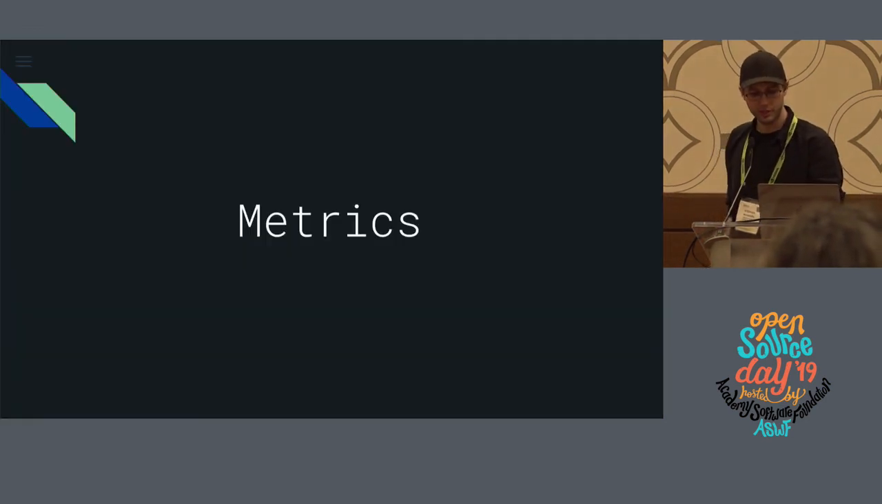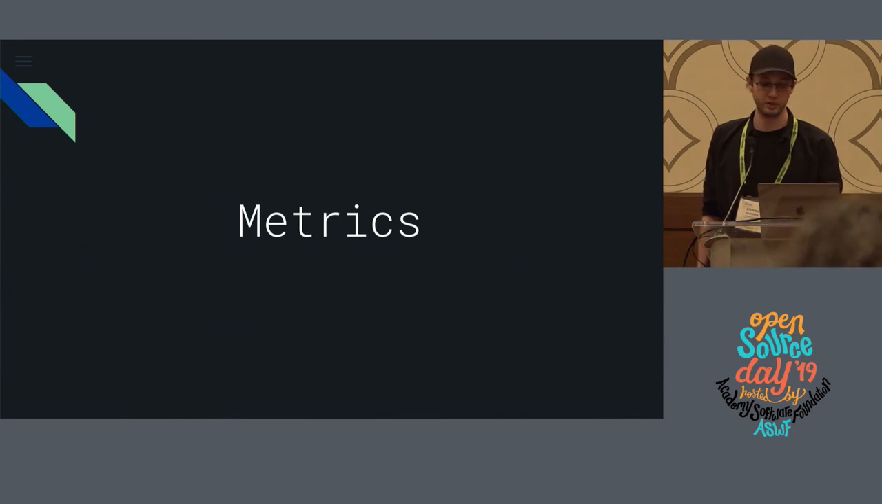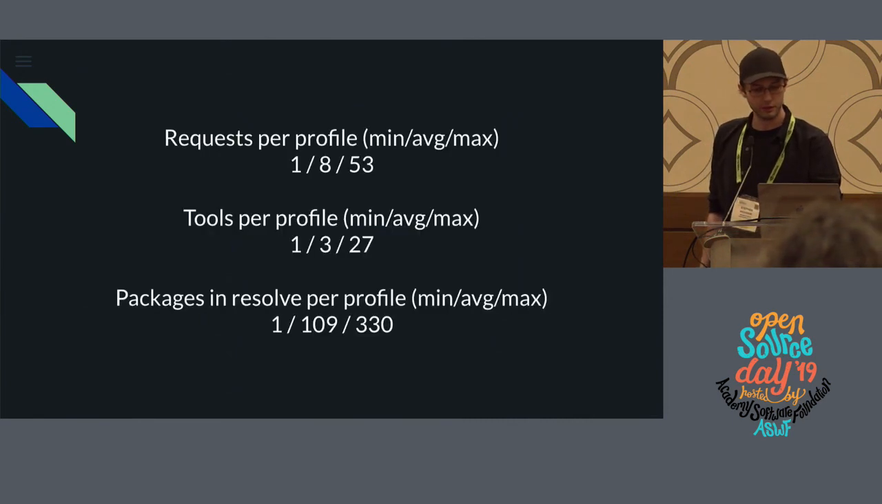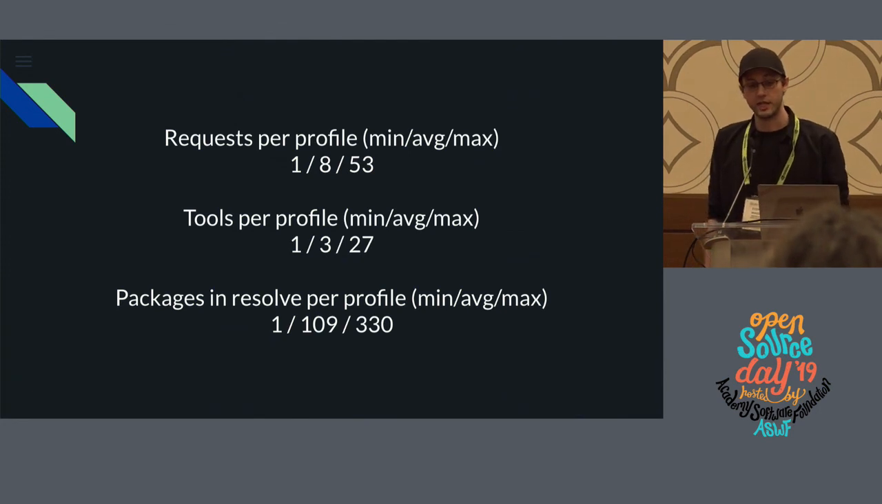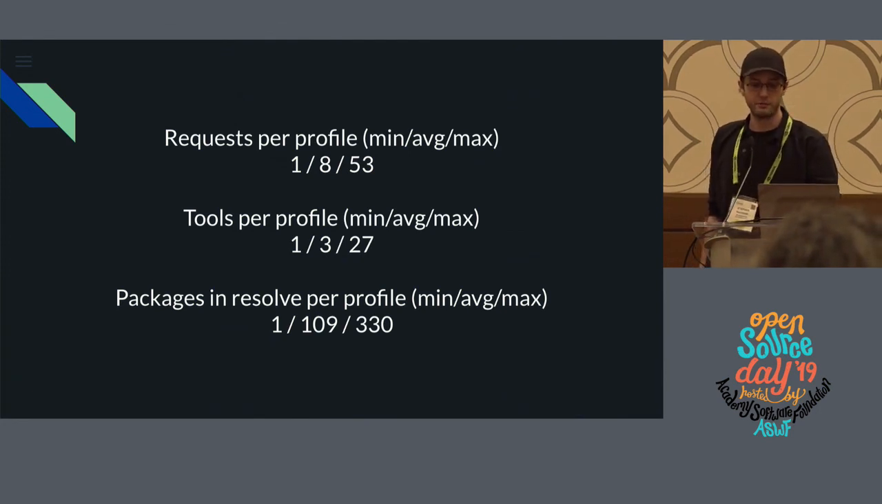So, a couple of metrics that are nice to look at and interesting to think about when thinking about the volume of resolves that might happen. As we just said, our farm is performing a rez resolve. It's not passing along an environment, it's passing along the recipe to rebuild the environment. So, on average, we've got 8 requests in a profile and maximally 53. And for tools listed in our profiles, on average it's 3, and 27 is our max. I think that's our Houdini profiles.